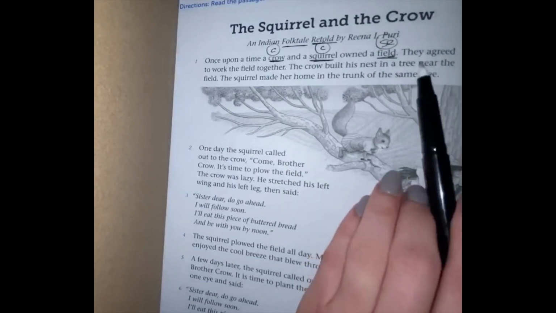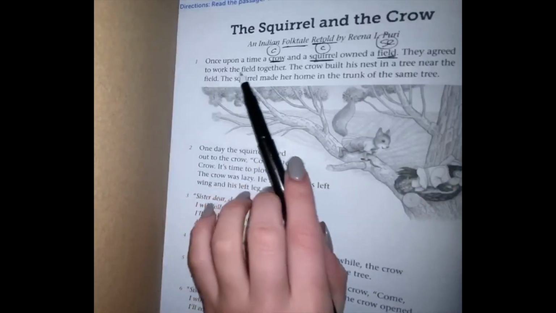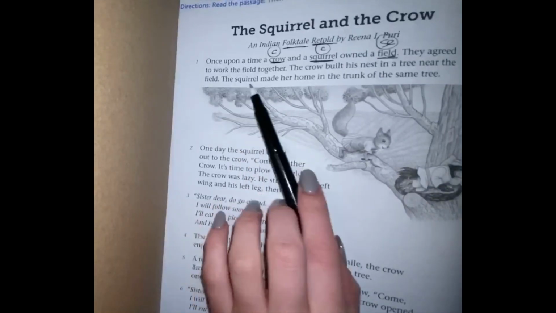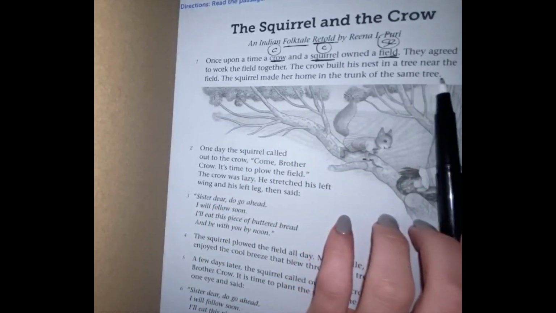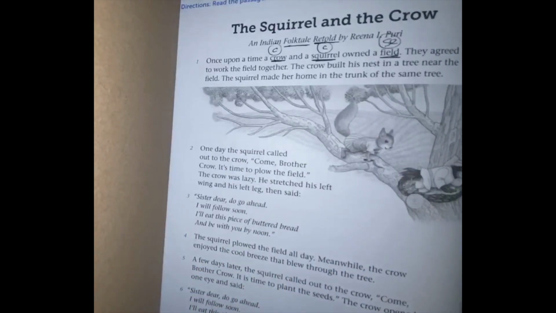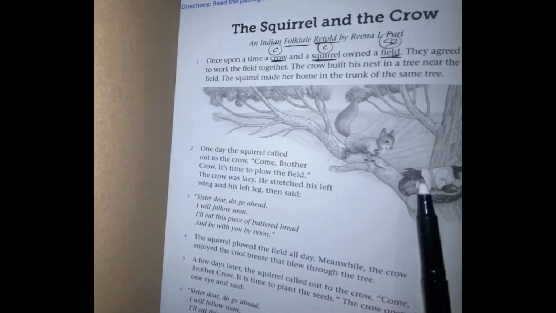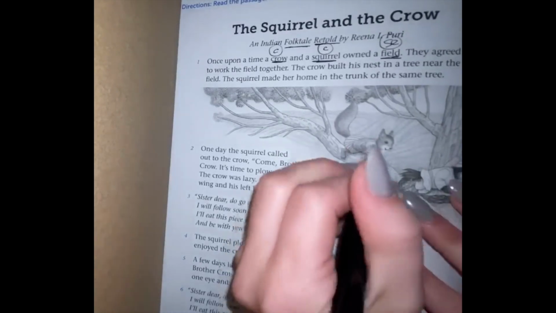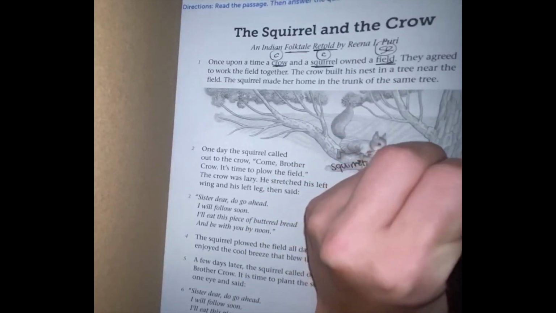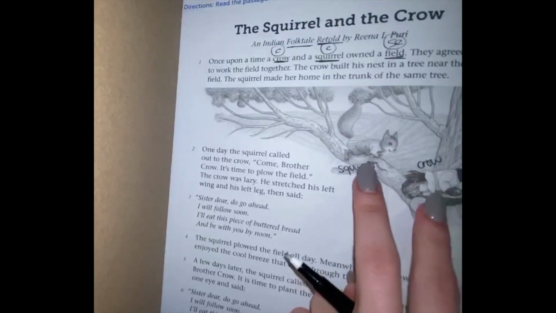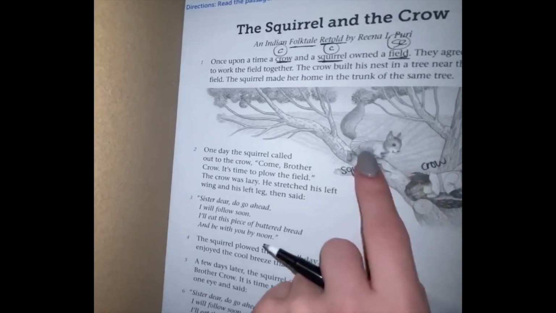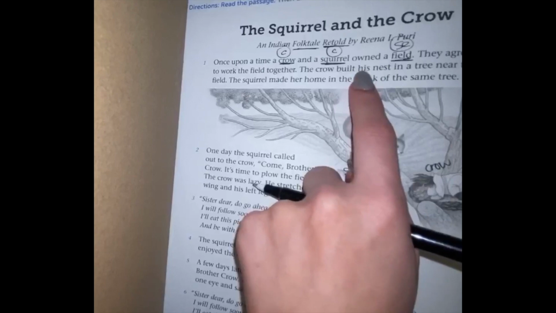All right, let's keep reading. They agreed to work the field together. The crow built his nest in a tree near the field. The squirrel made her home in the trunk of the same tree. Now, if I look right below this, I see a nice little illustration. I can see that here's my squirrel and here's my crow. I'm going to write squirrel right here and crow right here, just so I can remember that those are the two characters that I'm looking at, a squirrel and a crow. And I know that he is a boy and this one's a girl, because it said his and then her.